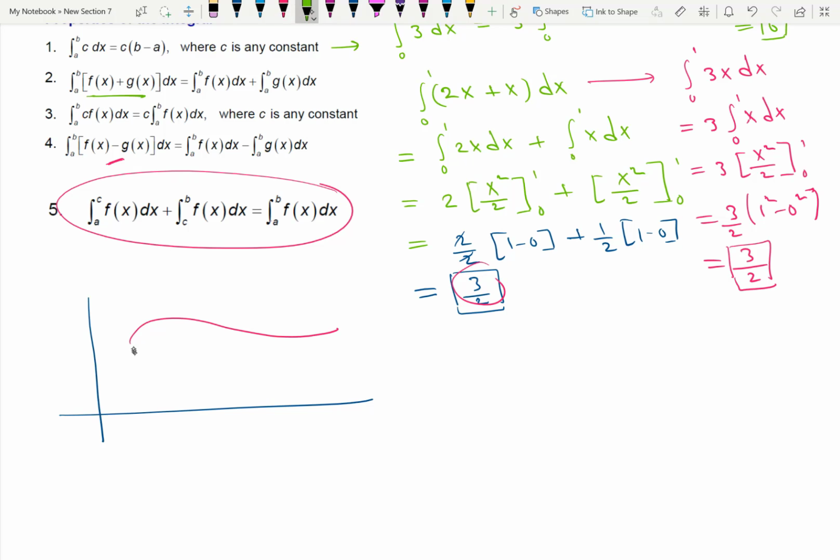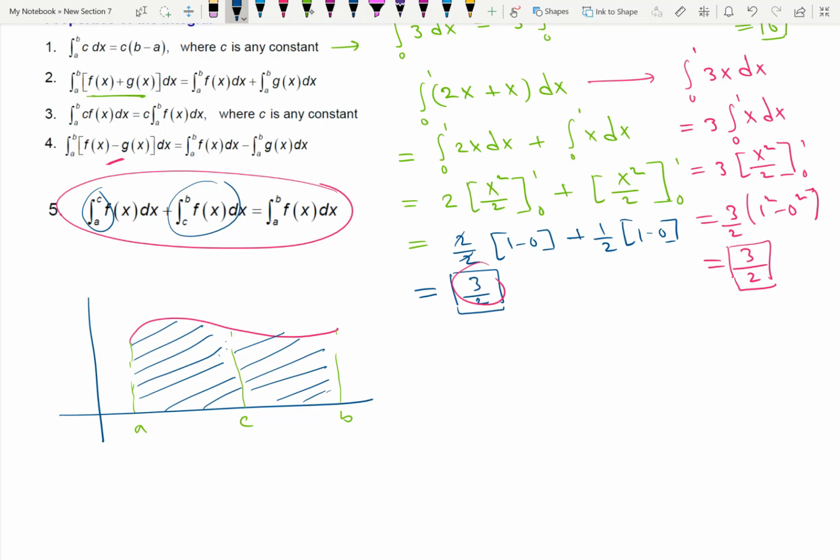Now suppose this is lower limit a, this is upper limit b, and there is a point c here. Now if you integrate from a to c, then you will get the area of this part. And if you integrate c to b, you will get the area of this part. So if you add them, then you will get the area of the total part from a to b.